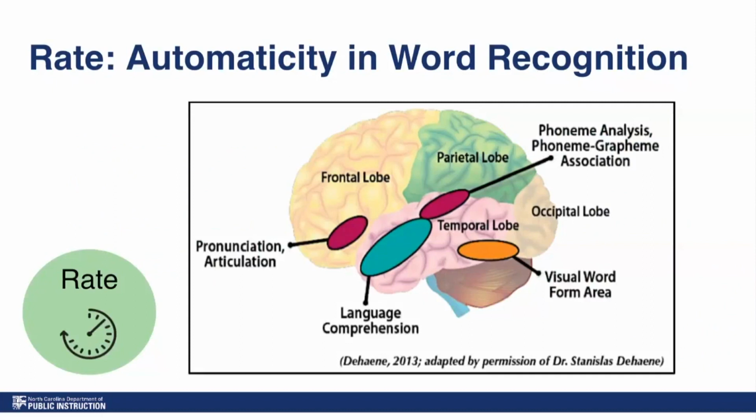You might remember from our phonics session that orthographic mapping is the mental process that we use to store words for immediate and effortless retrieval. The more we know about a word, the more we're able to read it and spell it accurately and automatically.